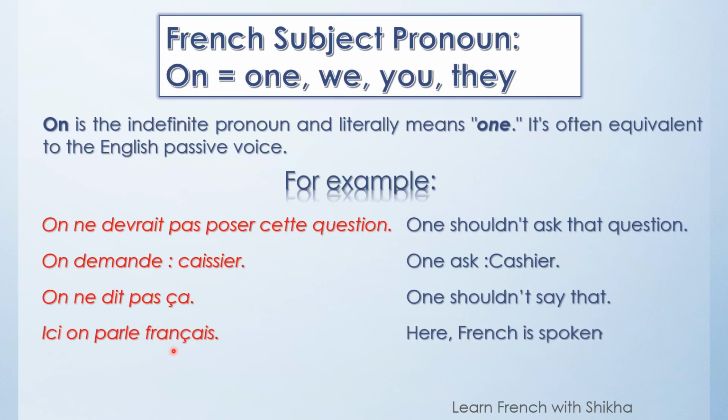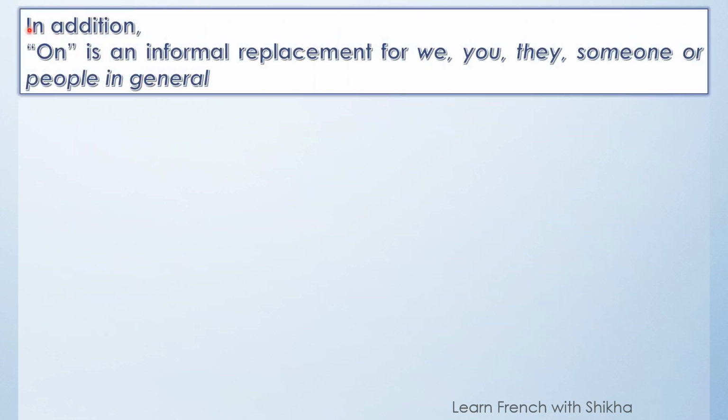Ici, on parle français. Here, we speak French, or French is spoken. In addition, on is an informal replacement for we, you, they, someone, or people in general. We have discussed earlier that on replaces nous in informal spoken French.